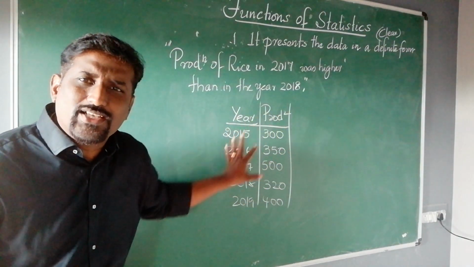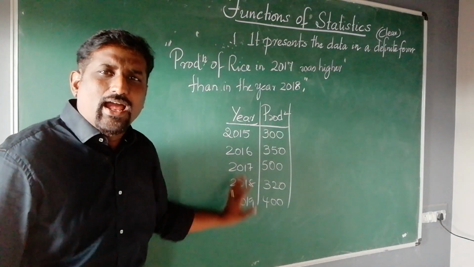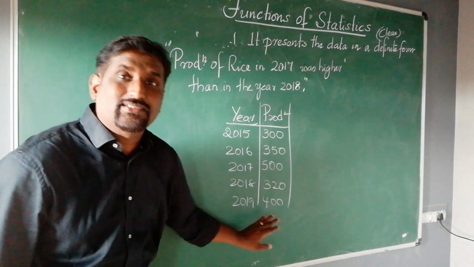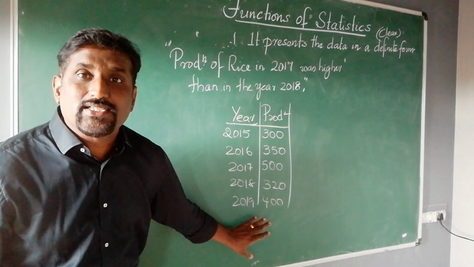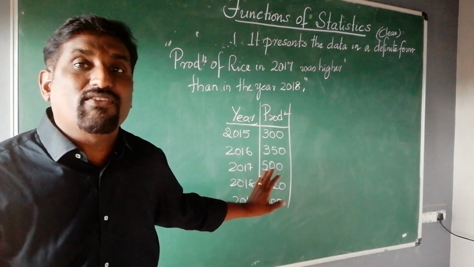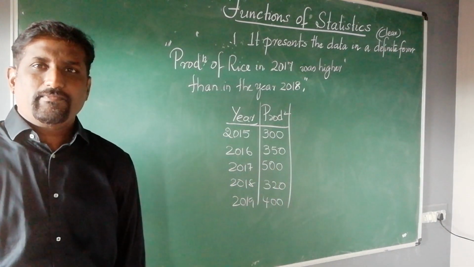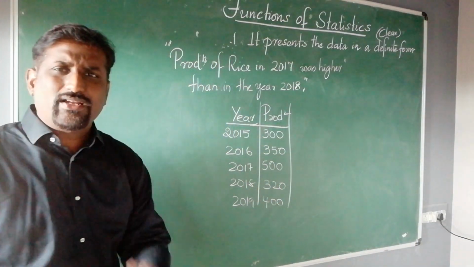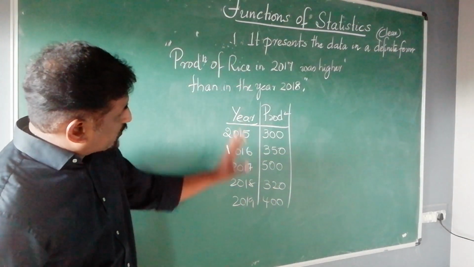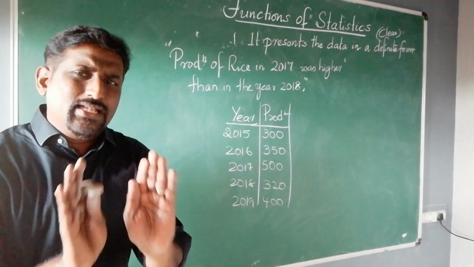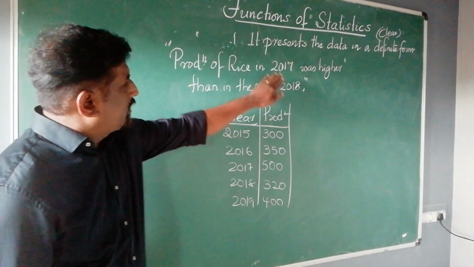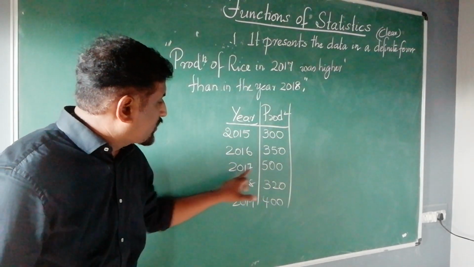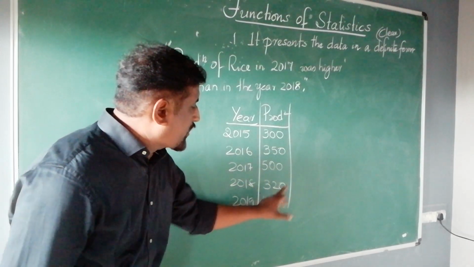That's why these are all called what? Aggregate of facts. Aggregate of all what? Production of rice. When we present it like this, these are called statistics. And what statistics are they? They are called production of rice statistics. So very clear. Now, looking at this, you will come to know very clearly that there is a value higher than in 2018, that is 500 in 2017 and in 2018, 320.